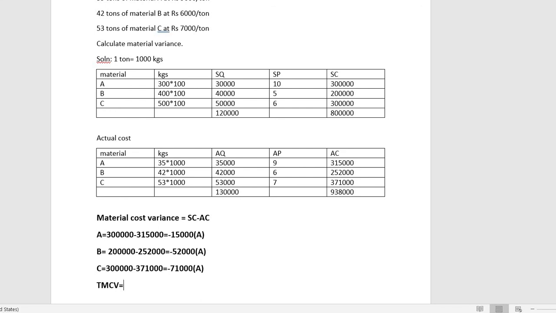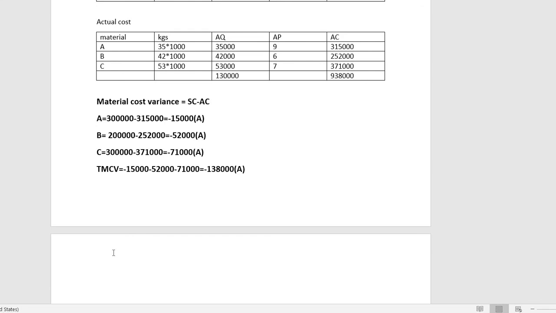So total material cost variance is equal to minus 15,000 minus 52,000. Next, minus 71,000 is equal to minus 1,38,000, which is adverse variance. Understood? Next is your material price variance.